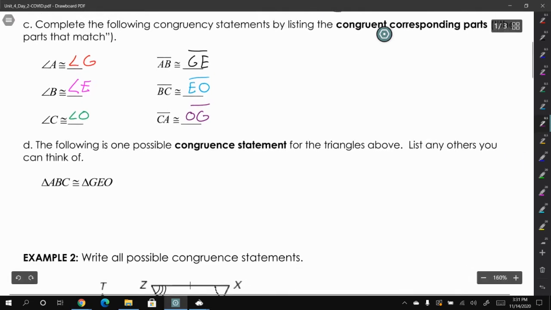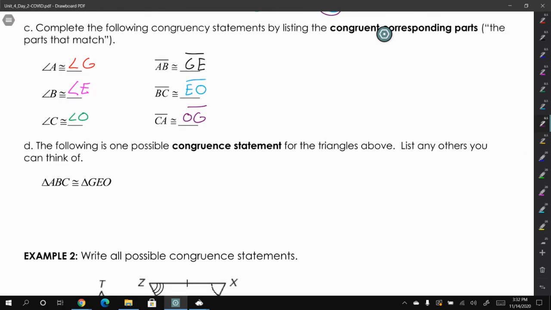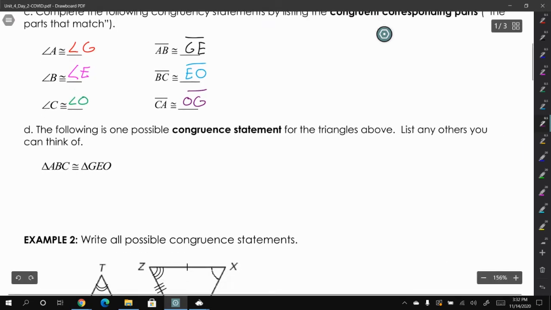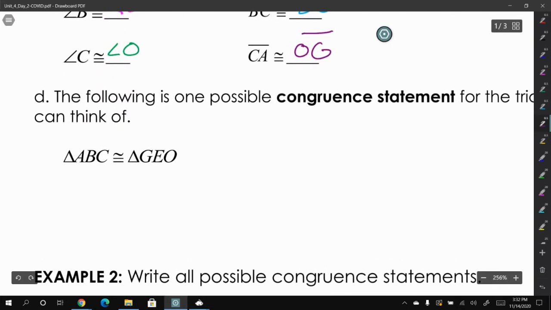And we can write what are called congruent statements to help us figure out the order. So this congruent statement is saying triangle ABC is congruent to triangle GEO. What that means is that A and G are corresponding, they go together. B and E are corresponding, they go together because they're both in the middle. And C and O go together because they're both at the end of my congruent statement.